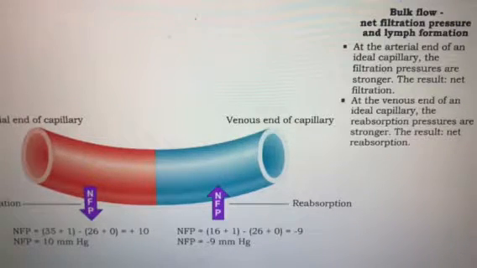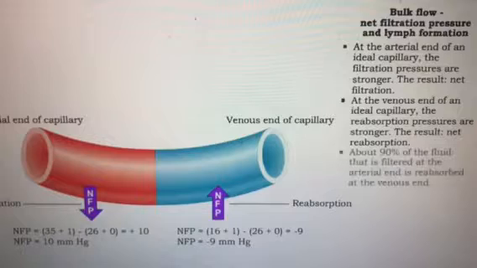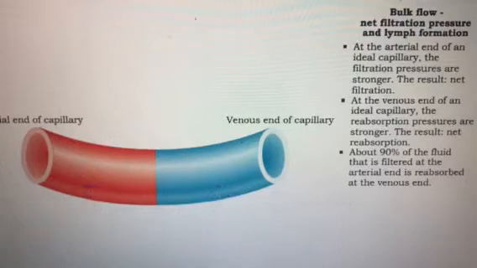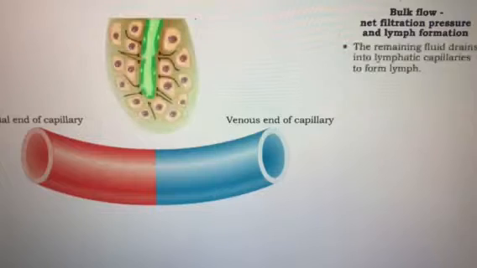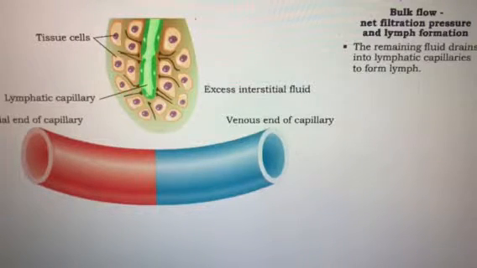9 millimeters of mercury. As these typical pressures illustrate, about 90% of the fluid volume that is filtered out of the capillary is reabsorbed. The remainder drains into lymphatic capillaries to form lymph.